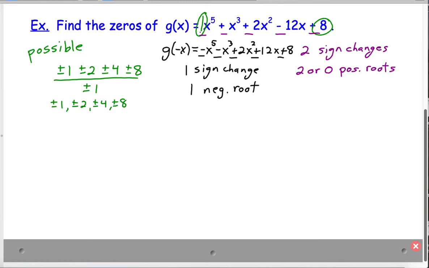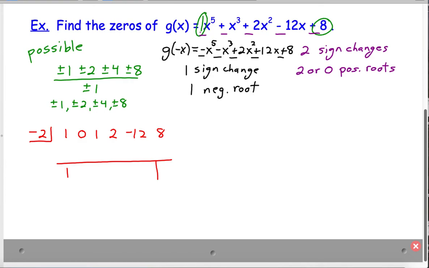So out of those 8 choices of my possible roots, let's try negative 2. And I'm going to use synthetic division. So if I write down my coefficients, I have a 1. There's 0x to the 4th, don't forget that. 1x to the 3rd, 2x squared, negative 12x, and a positive 8. So I'm going to do synthetic division, and hopefully I get a remainder of 0. If I don't, I cross that one off, and I'll try another one.